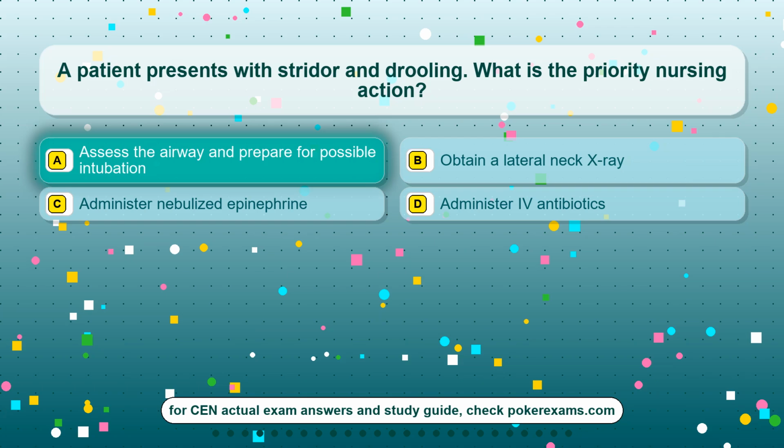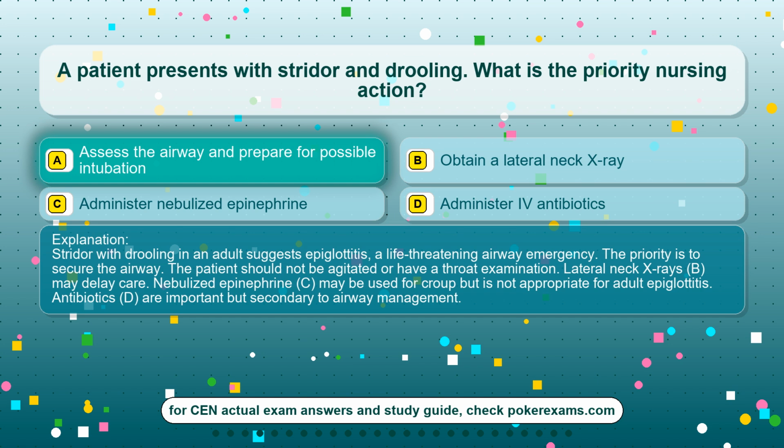The correct answer is option A. Assess the airway and prepare for possible intubation. Stridor with drooling in an adult suggests epiglottitis, a life-threatening airway emergency. The priority is to secure the airway. The patient should not be agitated or have a throat examination.